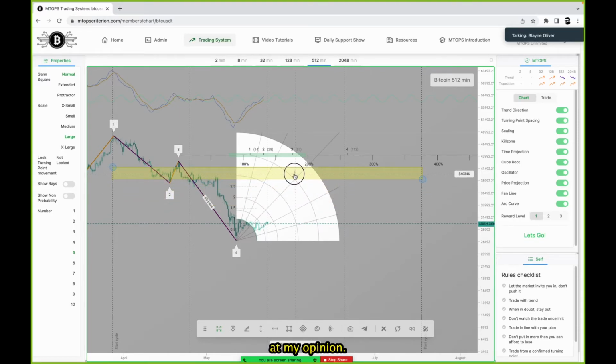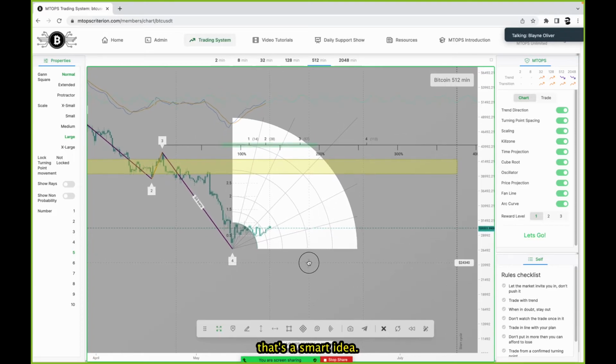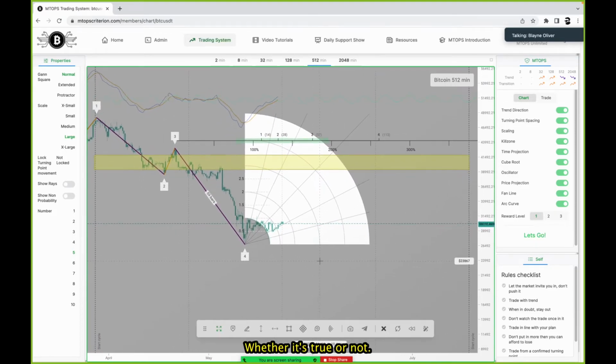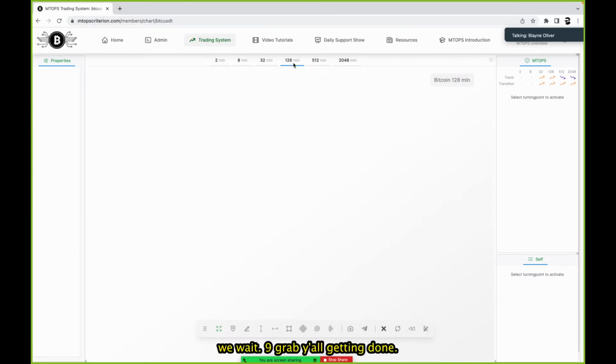Just to be clear, my opinion and idea on this monkeypox, if it's even a thing, is pure speculation. There's no real solid grounding behind it. So should you consider passing on that logic to anyone, it's 100% speculation, as is anything that is not related to MTOPS technical analysis, quite frankly. So yeah, that's my idea. Whether it's true or not, I don't know. Okay, so again we wait.